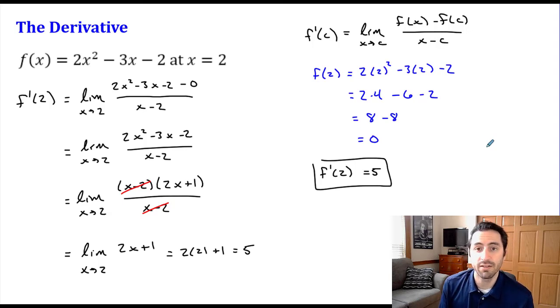The velocity at 2 is 5. All of those things represent the derivative.